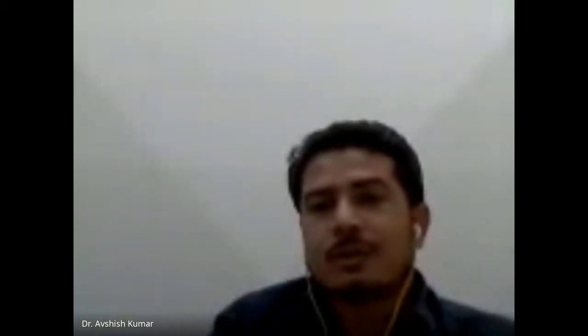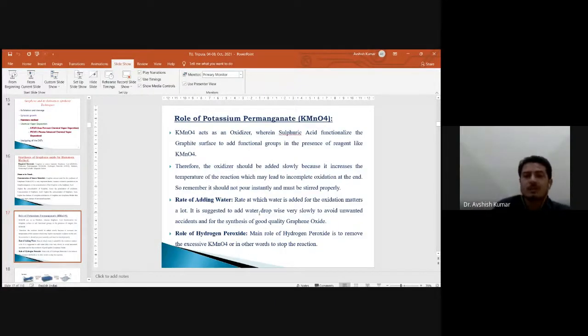Another point is the DI water which you will use in this synthesis process, and the rate at which you add the DI water to the reaction. The rate at which water is added for the oxidation matters a lot. So it is suggested to add water dropwise, very slowly, to avoid unwanted accidents and for the synthesis of good quality graphene oxide. The role of hydrogen peroxide is also important. The main role of hydrogen peroxide is just to remove the excess KMnO4. It is basically just to stop the reaction.